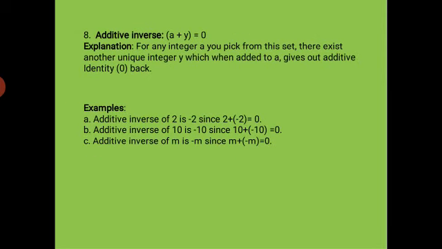Additive inverse. The additive inverse of any integer A is that unique integer Y, which when added to A gives us 0. For any integer A you pick from this set, there exists another unique integer Y, which when added to A gives back the additive identity 0. Examples. The additive inverse of 2 is negative 2, since 2 plus negative 2 gives us 0. The additive inverse of 10 is negative 10, since 10 plus negative 10 gives us 0. The additive inverse of m is minus m, since m plus minus m equals 0.